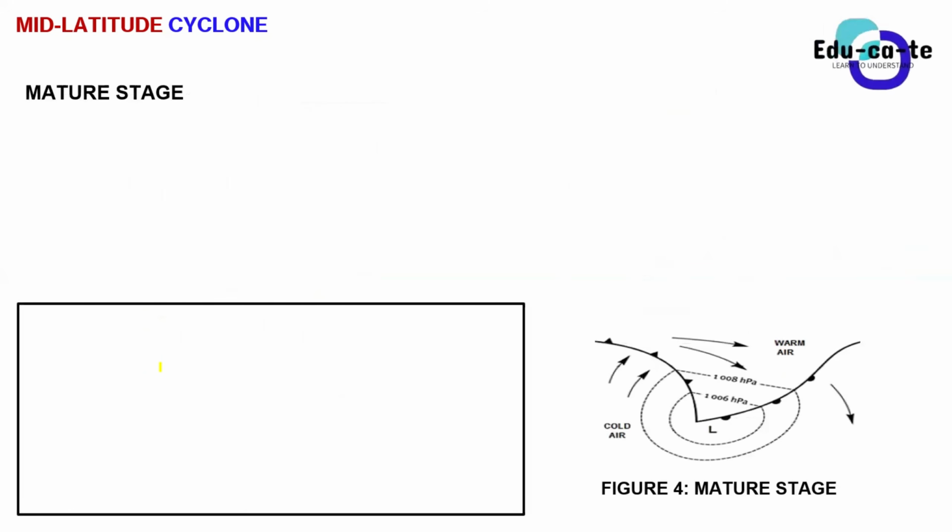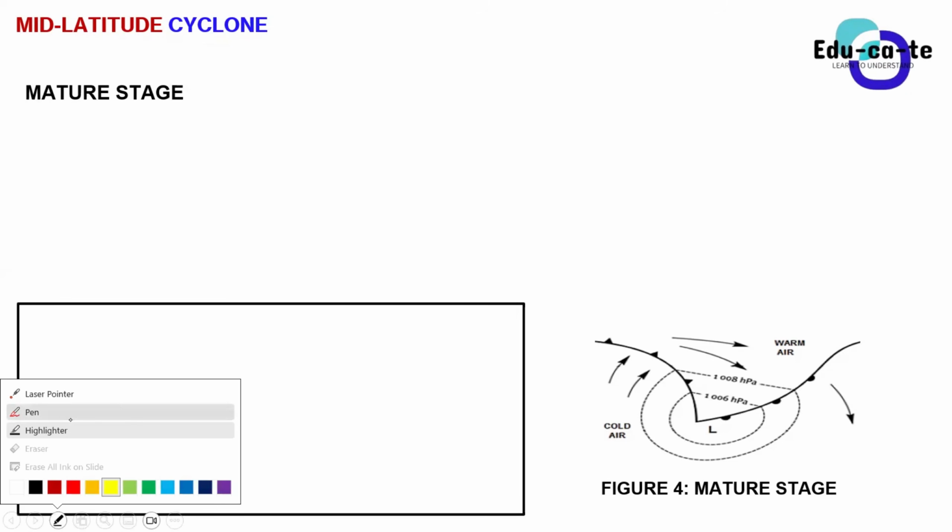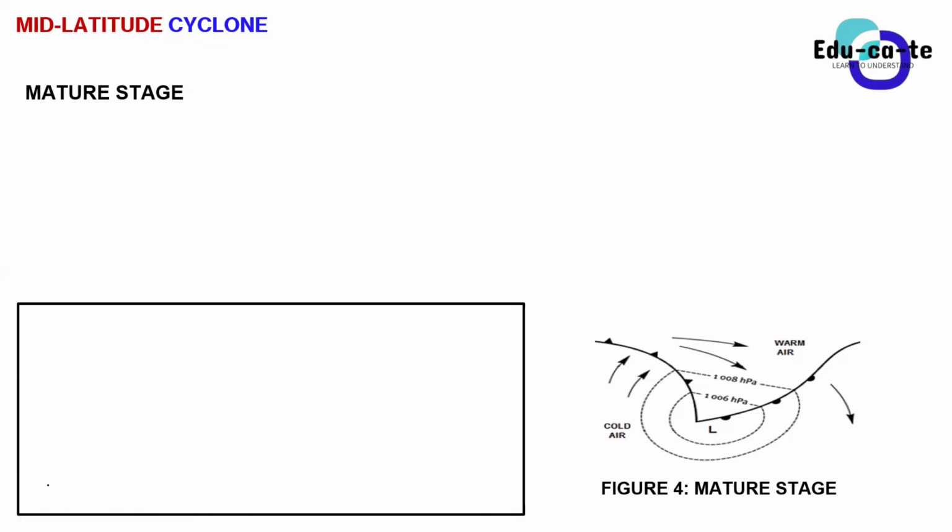Now let's go to the mature stage. When we say that a mid-latitude cyclone is now mature, it means that it is at its highest power. You guys know what maturity means, right? Yes, sir. It is fully developed.